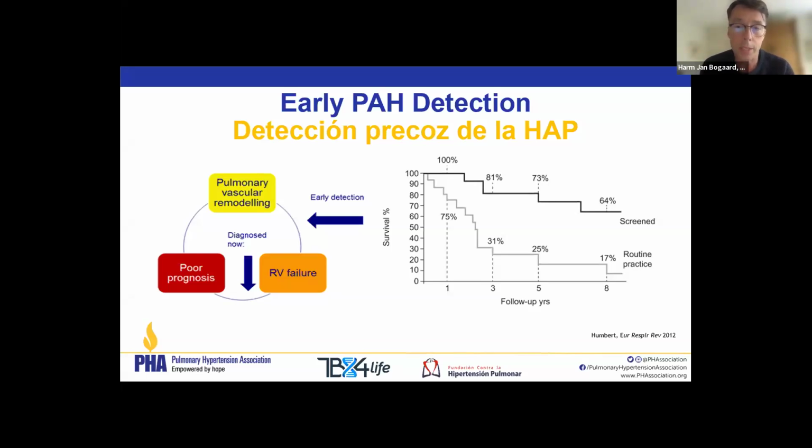And genetic testing in relatives of patients with hereditary forms of pulmonary arterial hypertension, along the same lines of thought, could lead to an early diagnosis and better outcomes.